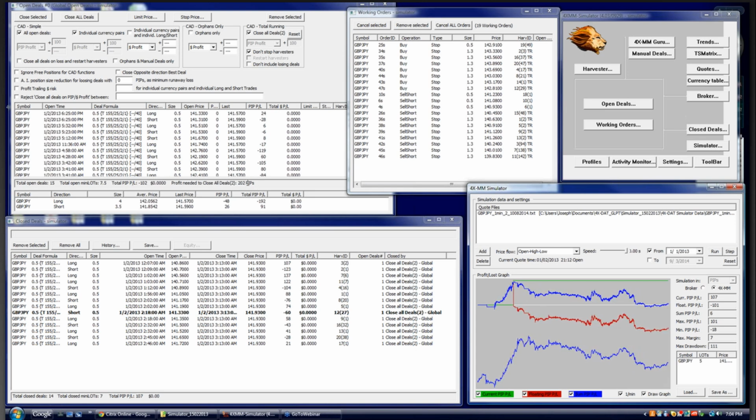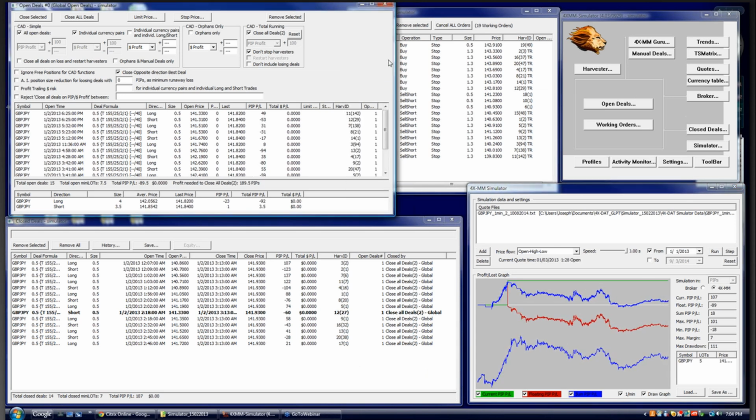You can see the status of our open trades. We're about 92 pips down right now. These are still our closed trades. And so here we go.